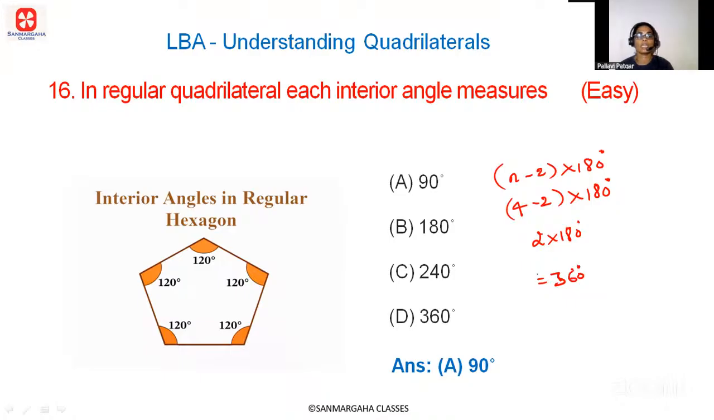Okay. So now we need to find out each angle measure. So to find the measure of one angle, divide the total sum by the number of sides. Okay. So here 360 degree divided by 4 is equal to 90 degree. Okay, so each angle measure in a regular quadrilateral is 90 degree. So the correct option is A. Thank you.